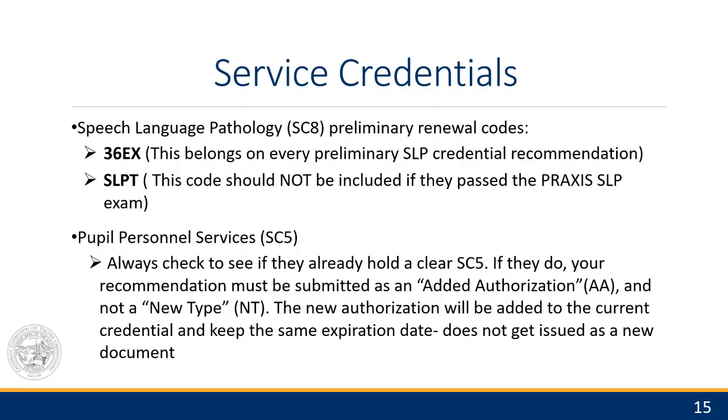You get a recommendation for school social work, for example, and it's submitted to us as a completely new document, a new type, but the educator actually already holds a school psychology credential, for example, and it's still current. So that recommendation was submitted in error. It should have been set up as an added authorization with the same expiration date as the original. And really what you're doing is just adding a whole new subject area to a current credential.